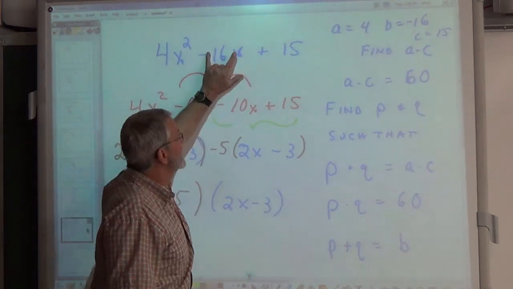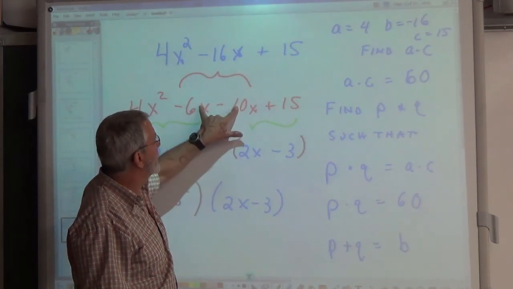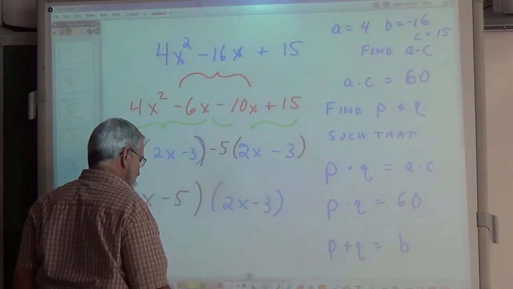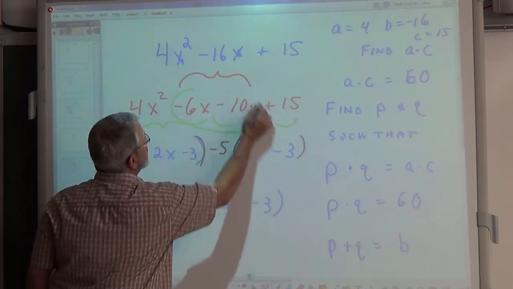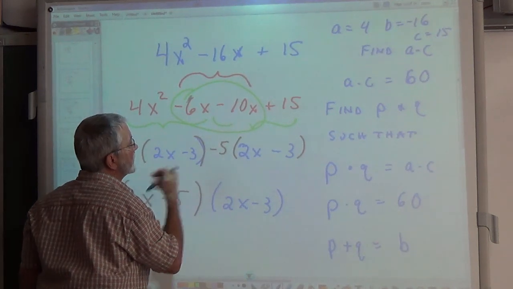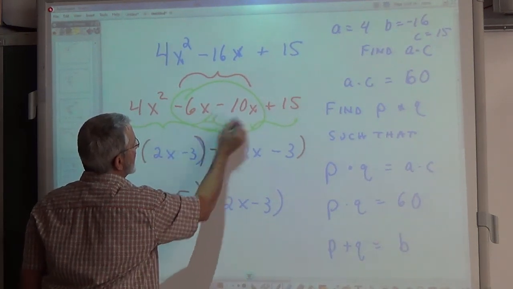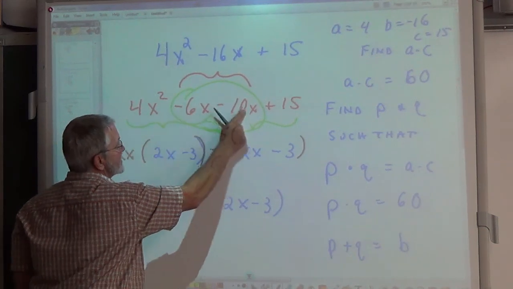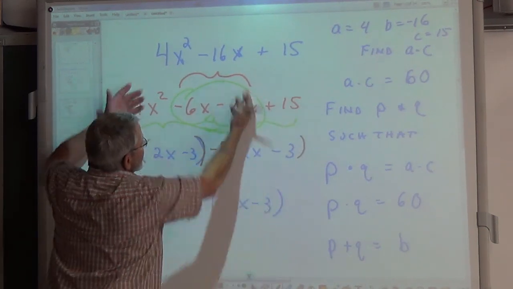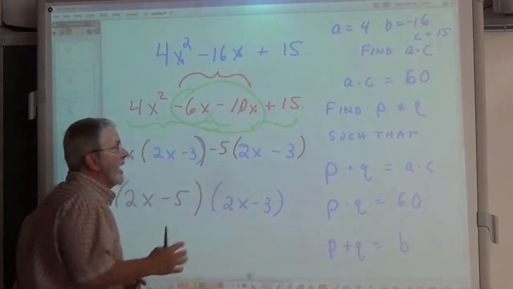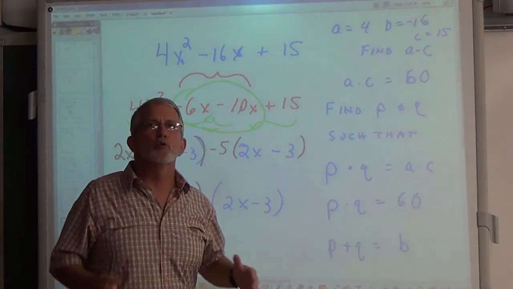You take this negative 16x and you split it up, Px, Qx. That comes from negative 16. There's your P and here's your Q. Anyway, I have 4x squared minus 6x minus 10x plus 15. This is just an extended version of this. And now you factor by grouping.